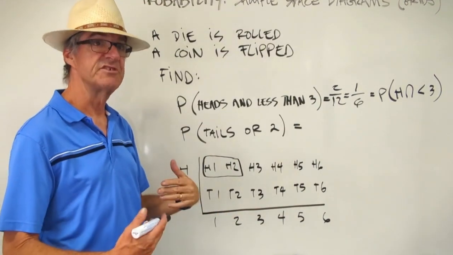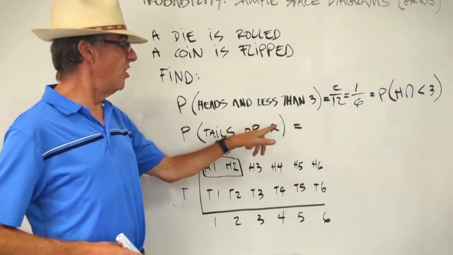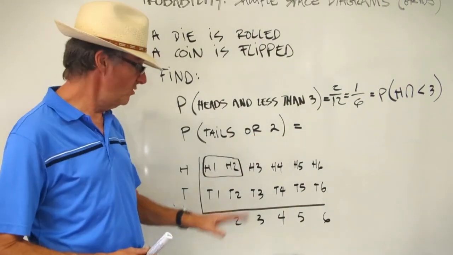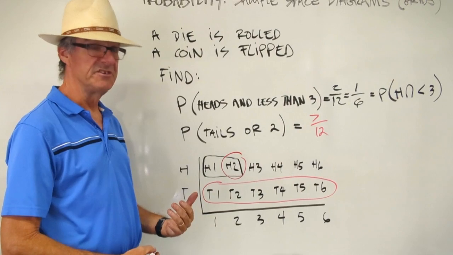Okay, moving on to our second problem. Now I want you to figure out the probability of tails or 2. Pause the video, use your grid, and find that probability. All right, let's see how you did.